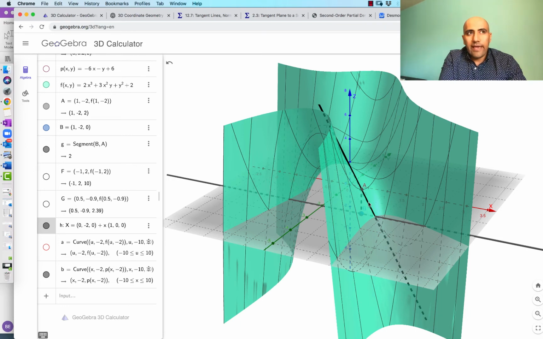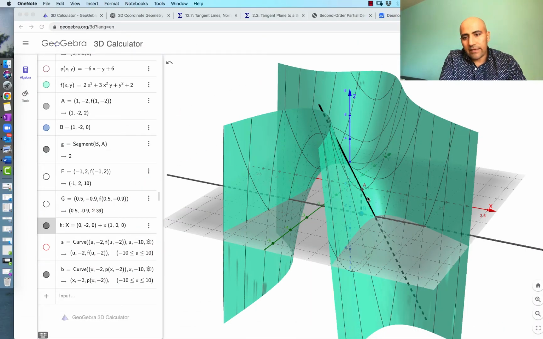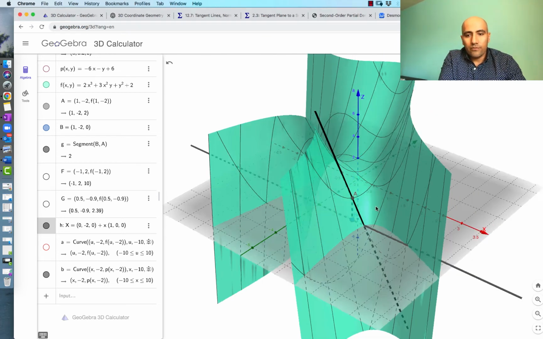So if we evaluate f sub x, the derivative of the function with respect to x, at the point 1 comma -2, we got -6. So -6 is the slope. -6 is this slope here, right? It tells you the instantaneous rate of change in the x-axis direction if you hold y constant at -2. So standing there at A, you hold y equal to -2 constant, and you walk in the x-axis direction, you're going to have an instantaneous rate of change of -6. Whew, that was a lot.